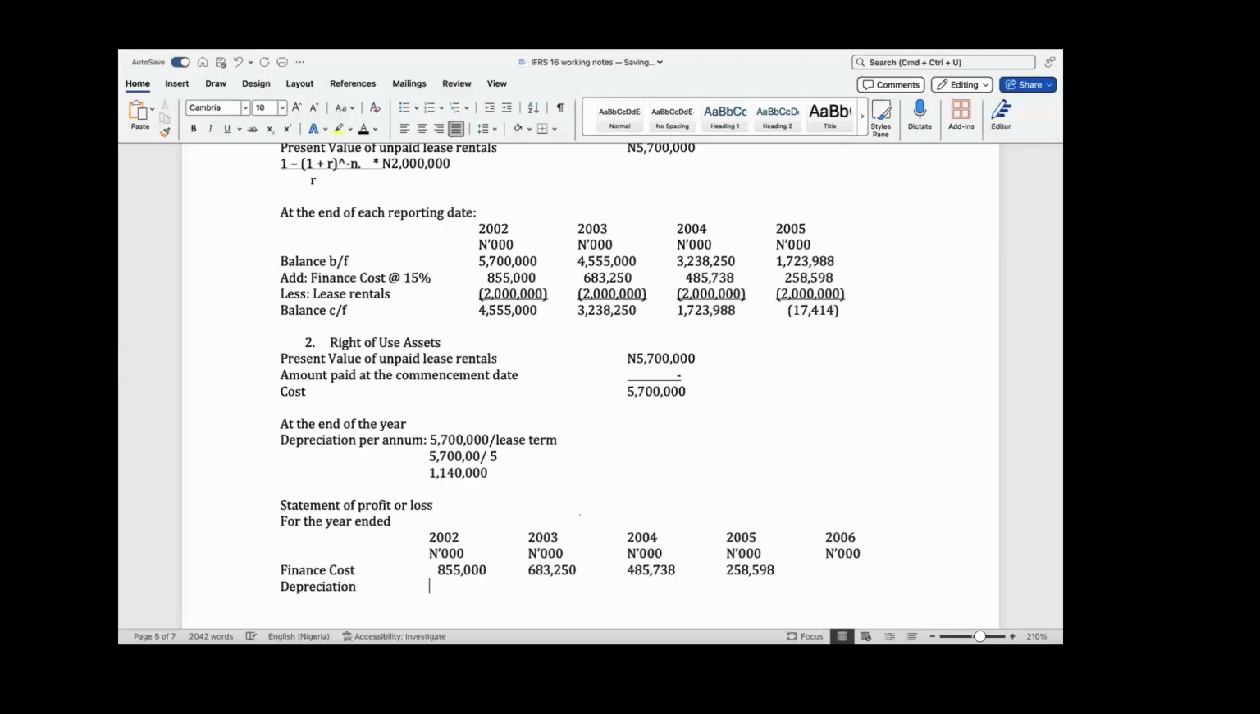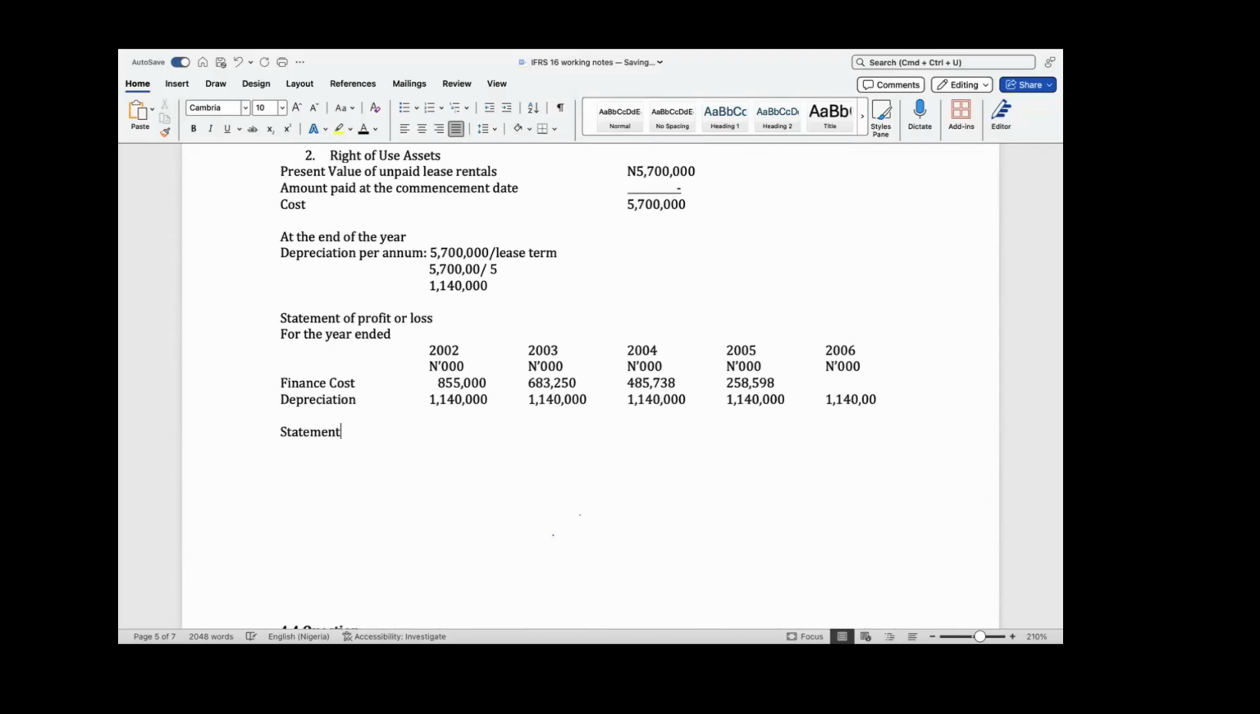My depreciation is 1,140,000 for each of the five years.